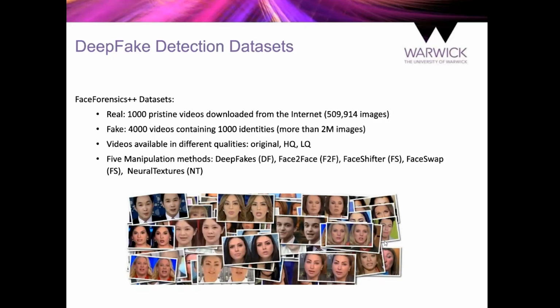And lastly, in this dataset, we have 5 manipulation methods that are introduced. We have Deepfakes, Face2Face, FaceShifter, FaceSwap, and NeuralTextures. NeuralTextures and Face2Face are facial reenactment methods, and the rest are face replacement methods.